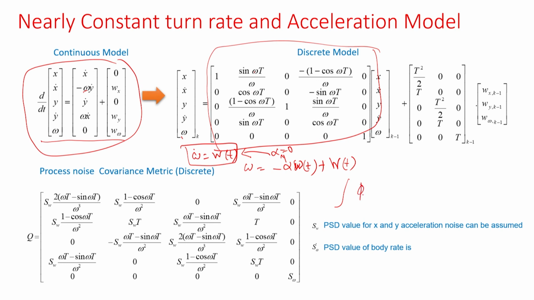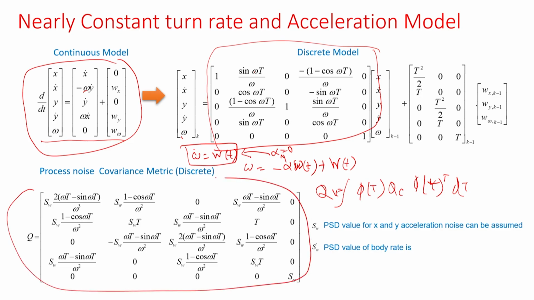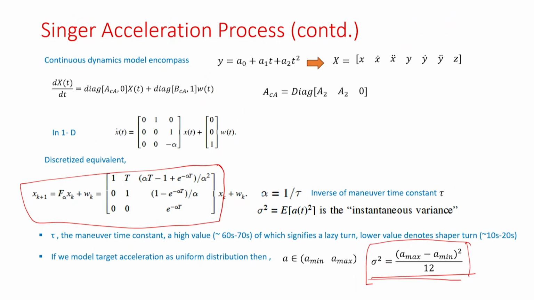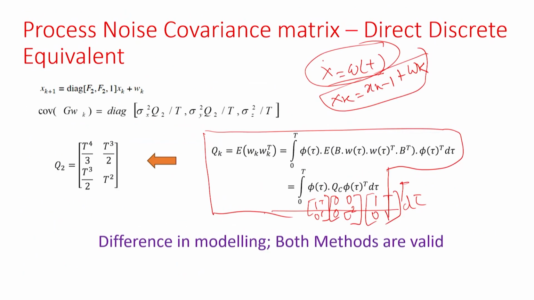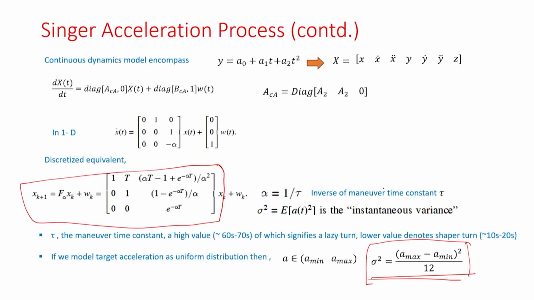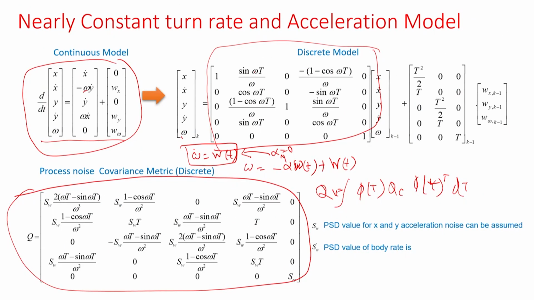So, you integrate phi tau Qc phi tau transpose d tau. If you do that, you get your Qk. With this same equation, you get your Q matrix. If you solve this integration, you get this kind of nonlinear expression. So, Q is also now a function of omega.